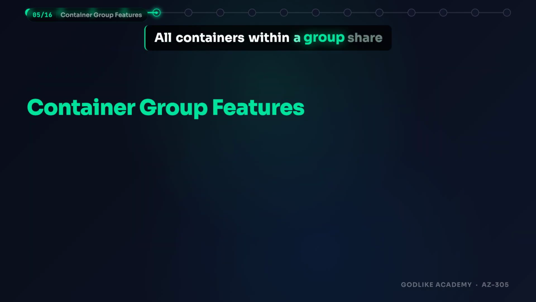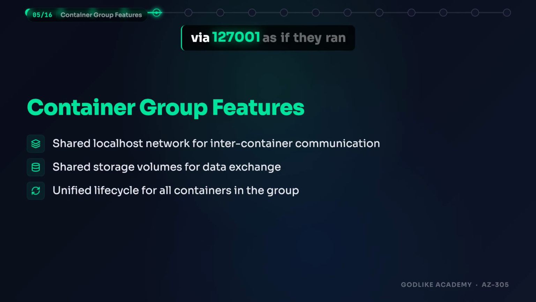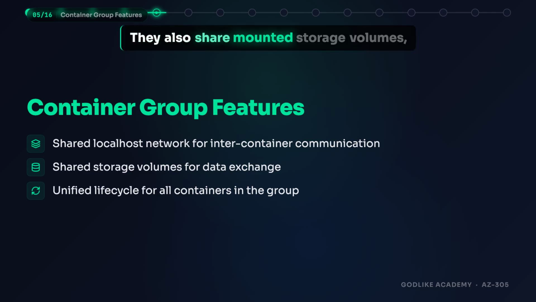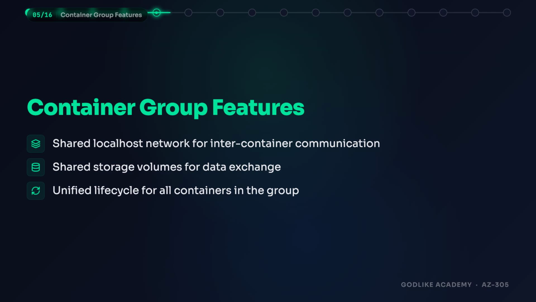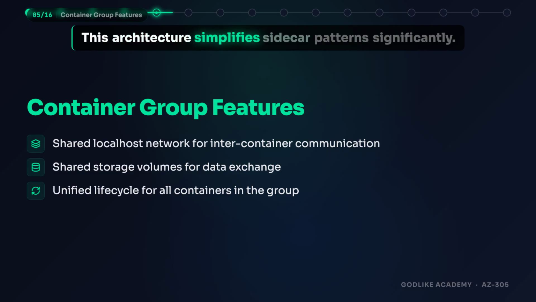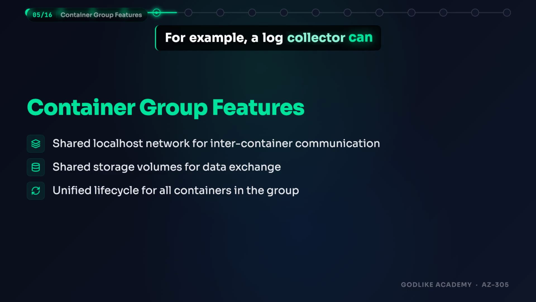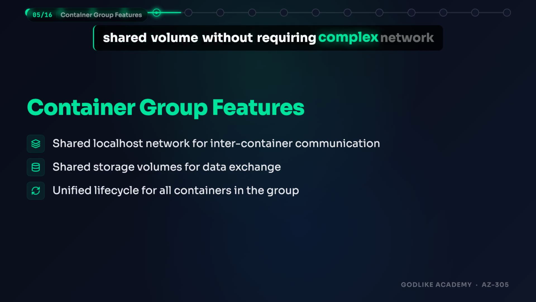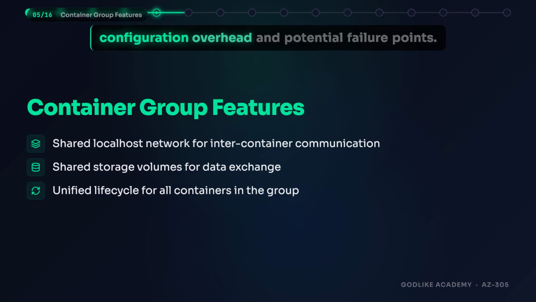All containers within a group share a local host network, enabling communication via 127.0.0.1 as if they ran on the same host. They also share mounted storage volumes, allowing seamless data exchange between instances. This architecture simplifies sidecar patterns significantly. For example, a log collector can read application logs directly from a shared volume without requiring complex network routing or external message brokers, reducing configuration overhead and potential failure points.